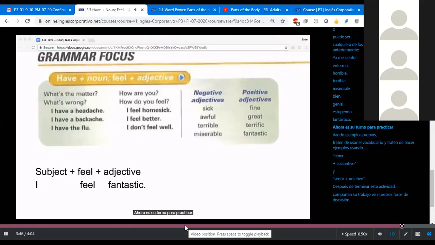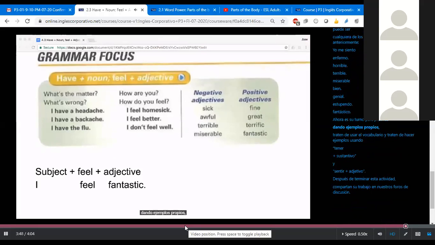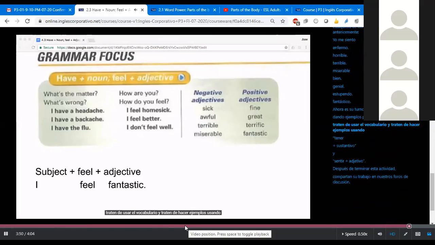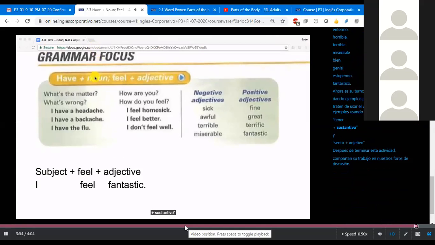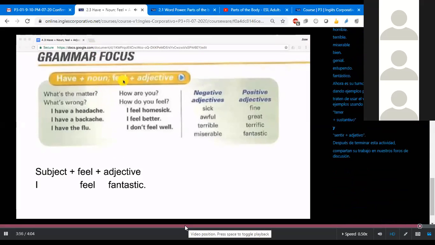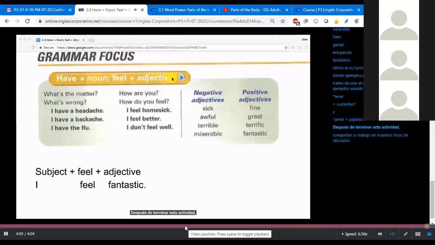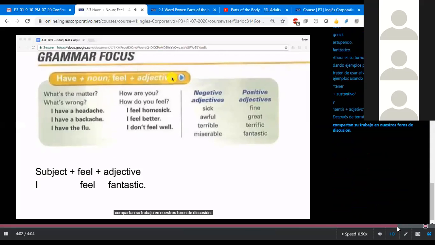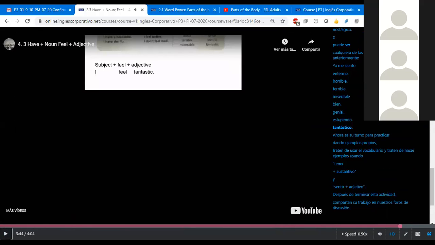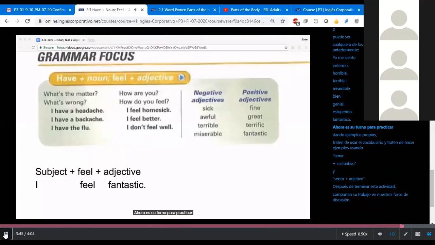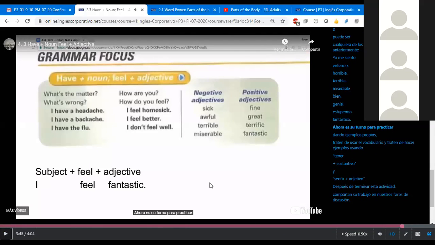Now it's your turn to practice giving examples of your own. Try to use the vocabulary and try to make examples using have plus noun and feel plus adjective. After you finish this activity, share your... Okay, sorry. Now it's your turn. Okay, any questions about the vocabulary or expressions?